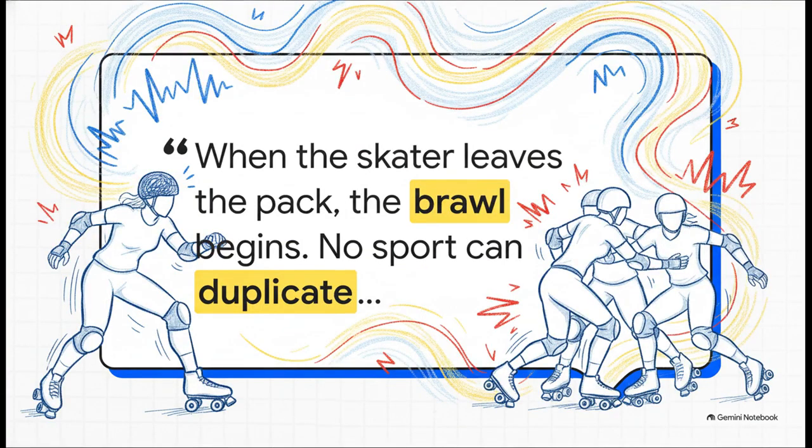And then the narrative really hits the gas. When the skater leaves the pack, the brawl begins. No sport can duplicate the vicious shrieking, whirling around the track. As the race intensifies, that physical fight, the brawl kicks off. The text is telling us that absolutely nothing else can duplicate or copy it, as these skaters are whirling around with vicious, totally savage shrieking. See what's happening? You aren't just reading a list of words anymore. You are inside the scene.